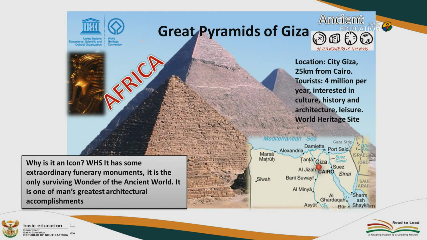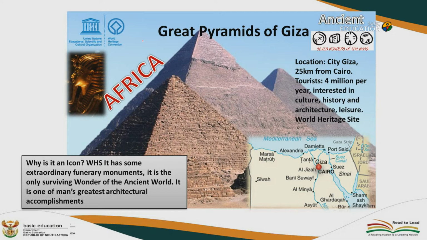Remember, we were talking about the specific location of these icons. When you are asked to give a specific location, that is why it is called the Great Pyramids of Giza, where they are situated. And because I said icons must be world known, just look at the number of tourists who are visiting this icon. They say 4 million per year. They are interested, they are curious, they want to see the icon.